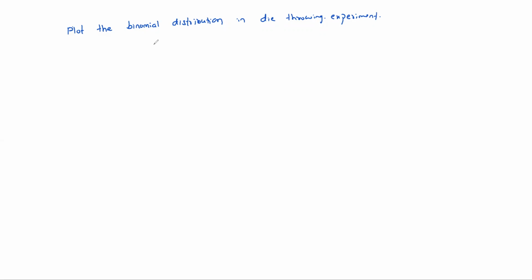Random variable is here. Two dice throwing experiment. I'll show you. Two dice throwing experiment. Random variable is the sum of outcomes. Sum of outcomes. Okay. Otherwise, a single die also you can work out. Not a problem.